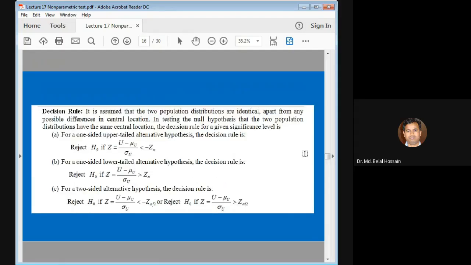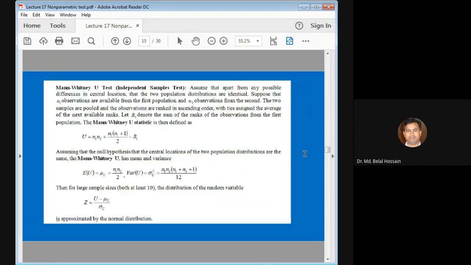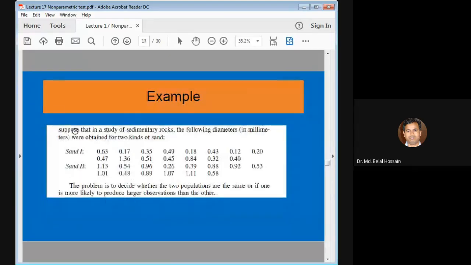Then you have to find R1. R1 is the sum of the ranks of the observations that are coming from the first population. That is the work you have to do. Okay, so from smallest to the highest, you should order it first, okay? And then put ranks 1, 2, 3, 4 up to that 29.